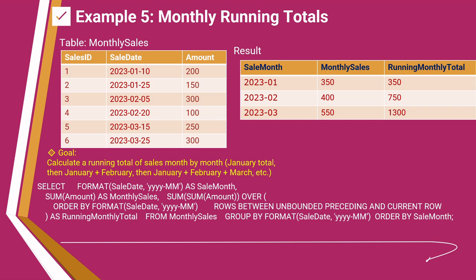This example shows how to compute monthly running totals using grouped aggregation and a window function. We first group the sales by month using FORMAT sale date YYYYMM, then calculate a running total over those month sums. The result is a cumulative view of revenue growth over the months, perfect for dashboards and time series analytics.